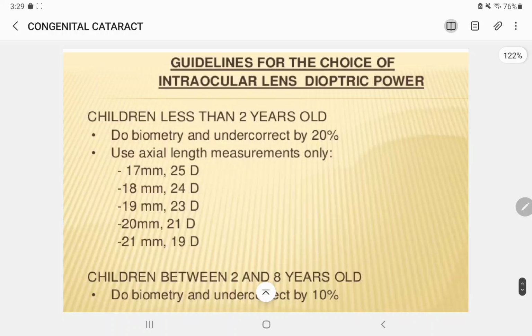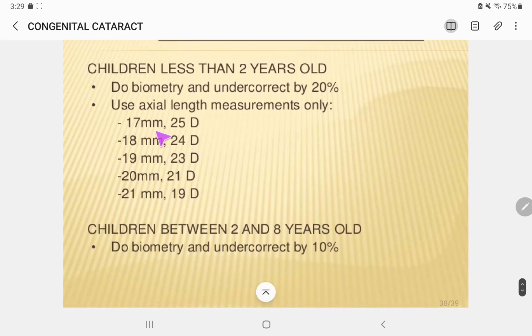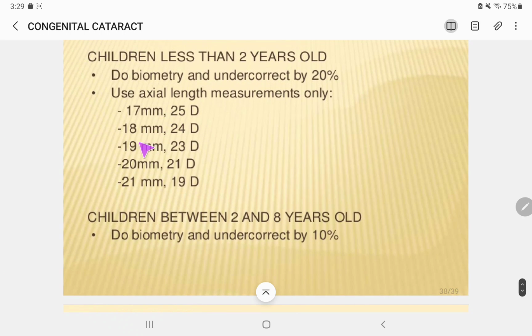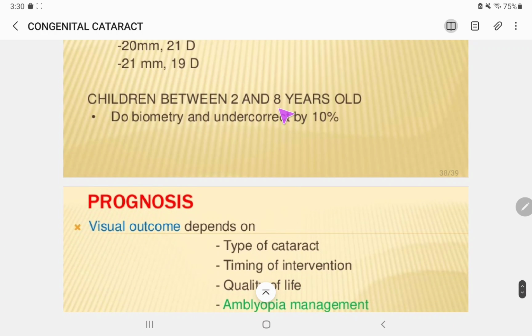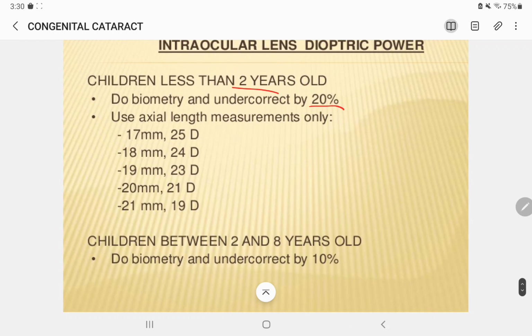All right. So what is the guideline for the choice of the intraocular lens and dioptric power? If the child is less than 2 years of age, then we have to do the biometry, and we have to undercorrect by 20%. So if the axial length is 17, then 25 diopter, and 18, then 24, 19, then 23. Children between the age of 2 and 8 years, biometry and undercorrected by only 10%, when the child hits the age of 2 years.